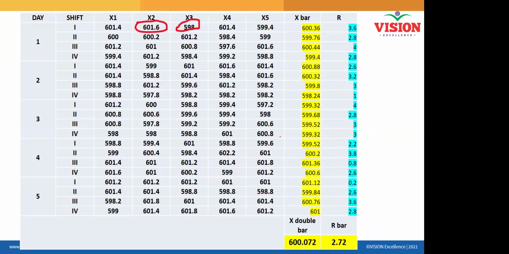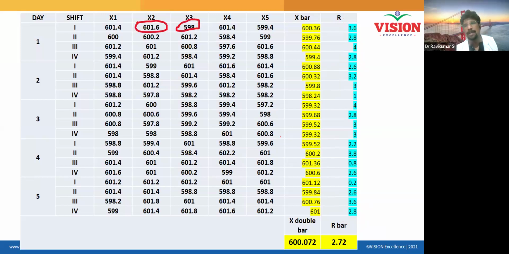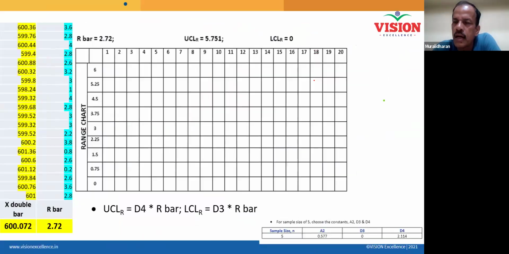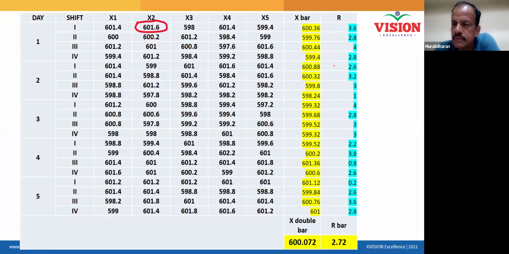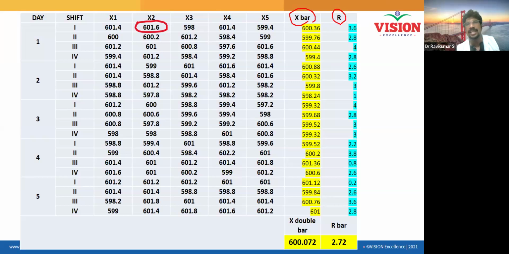So now we have calculated X bar, X double bar, R and R bar. Now it's time for us to plot the chart. Before that, we have to calculate the upper and lower control limits. Sir, for R, there is no double bar, correct? Correct, for R there is no R double bar. Why are we not calculating R double bar? Because there is no need. What we are calculating here is R, but what we are calculating here is X bar, the average. That is why we are getting X double bar.